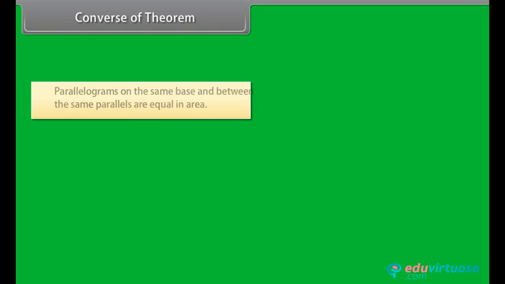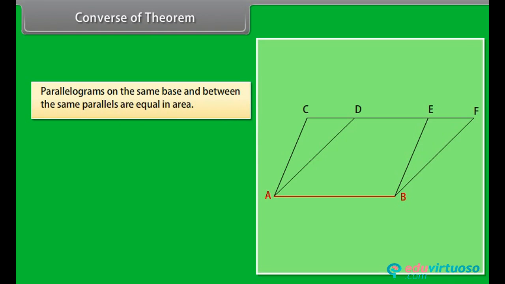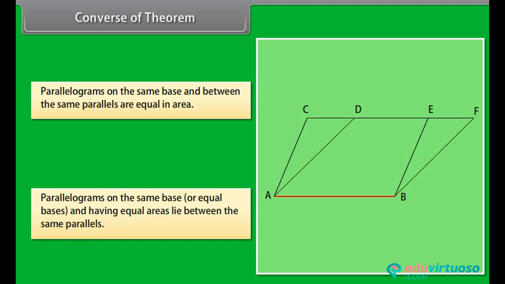Converse of theorem. So we have proved that the parallelograms on the same base and between the same parallels are equal in area. The converse of this theorem is also true, which says that parallelograms on the same base or equal bases and having equal areas lie between the same parallels. Example. Let's prove an example now.